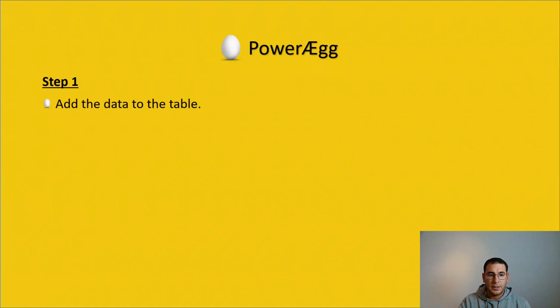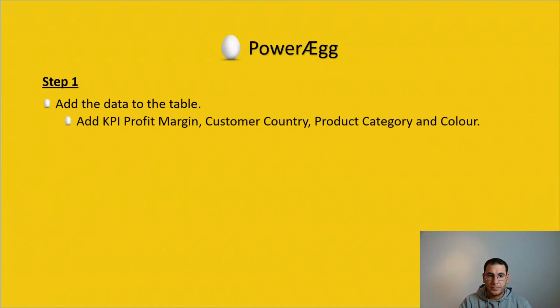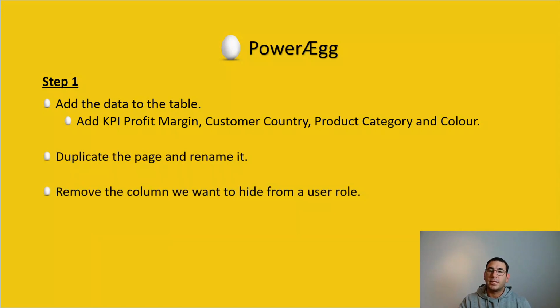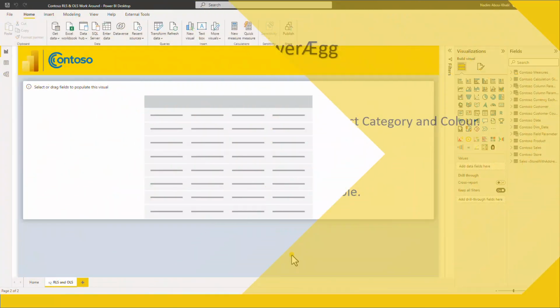Step 1. Let's add the data we need to the table. That includes the KPI profit margin, the customer country, the product category, and the color. Then we will have to duplicate the page and rename it. Once that's done, let's remove the column we want to hide from the user role. And finally, let's hide the necessary report pages.